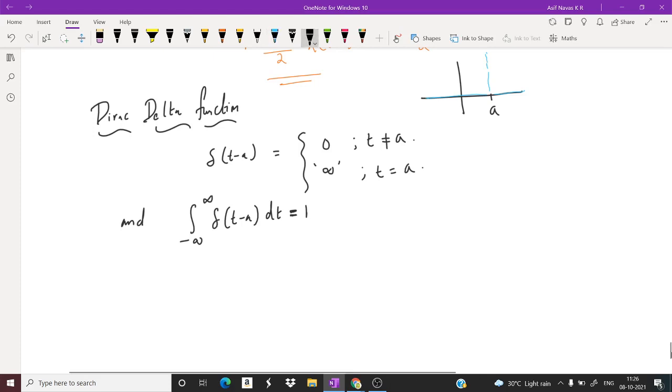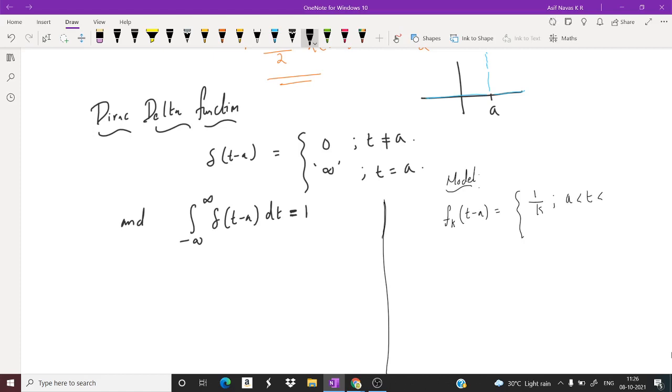It is very difficult to find such a function, but such a function exists. So I will model a function, the Dirac delta function. Take a function f_k of t minus a, defined as 1 by k when a is less than t less than a plus k, and equal to 0 otherwise.